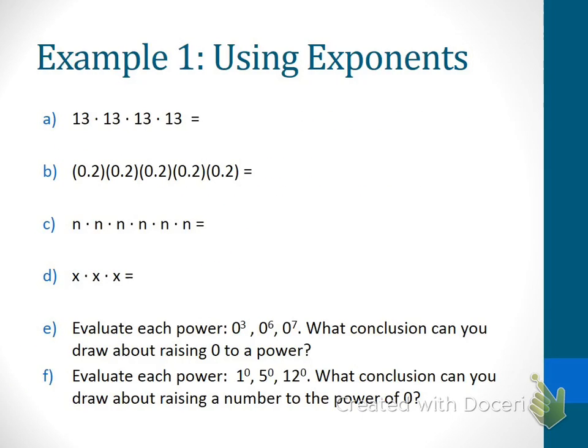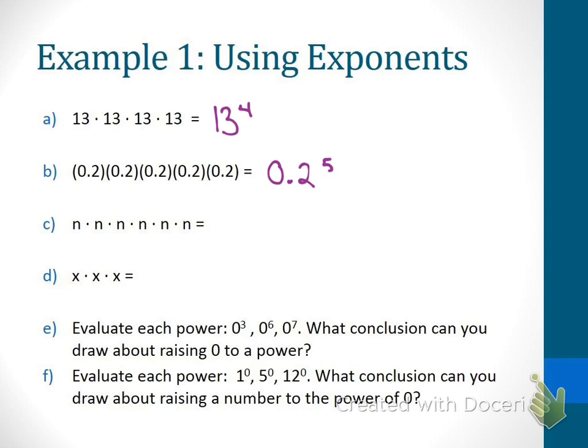In example 1, we are writing the product as a power. Did I say anything about solving? No, I didn't. So we're not evaluating these, we're just writing it as a power. On A, I have 13 being repeatedly multiplied, so it's going to be 13 to the fourth power. On B, I see the multiplication written using parentheses. That's fine. How many times is 2/10 being multiplied by itself? To the fifth power.